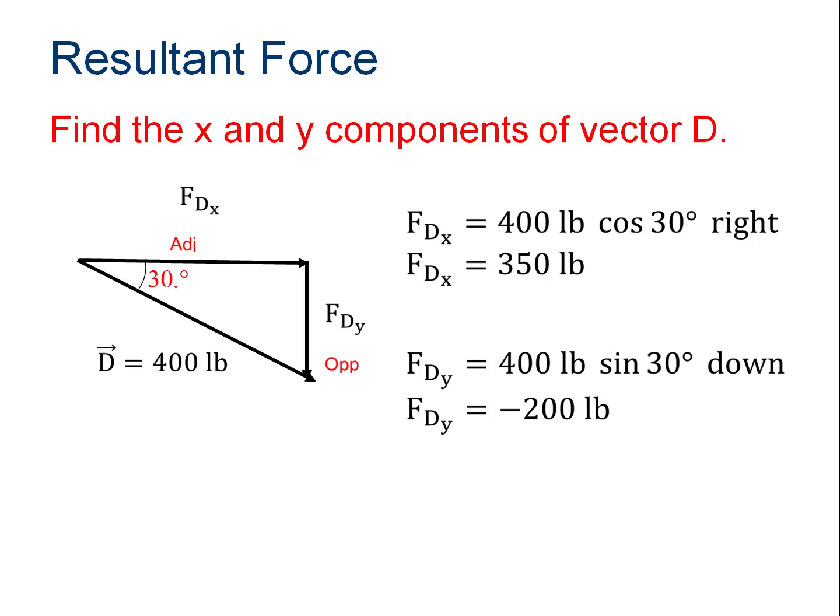So now I can use my cosine relationship to find the adjacent, or 400 pounds times the cosine of 30 degrees, and that's a positive number because it's right. It equals approximately 350 pounds. Fd sub y is the y component of that same vector, and it is 400 pounds times the sine of 30 degrees down.